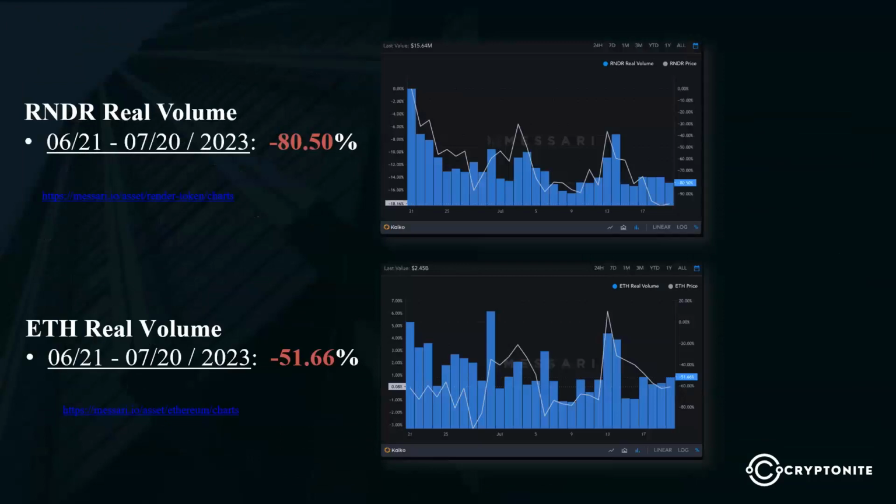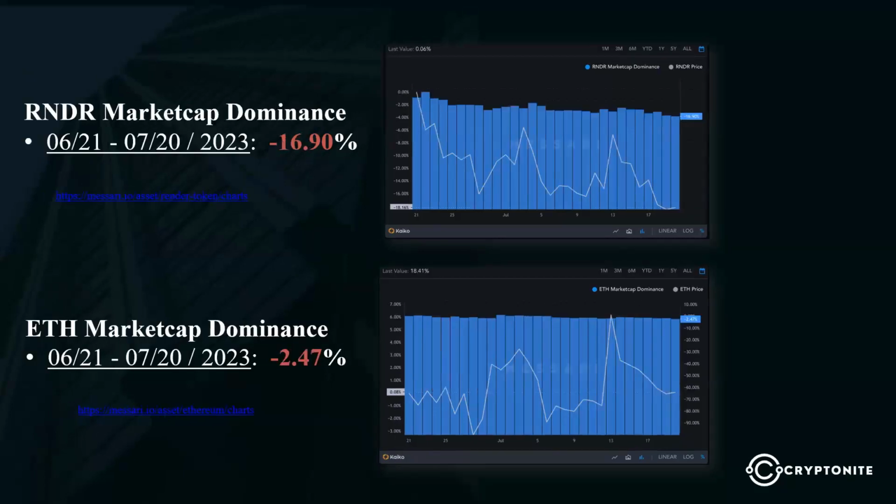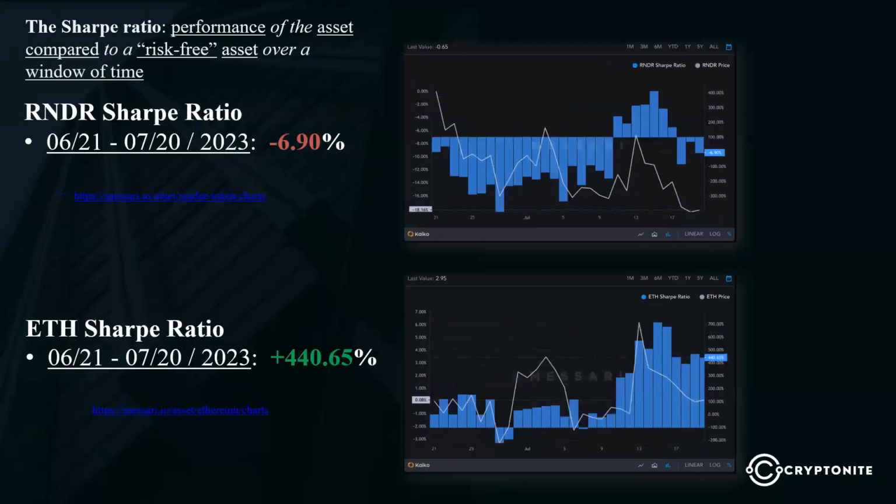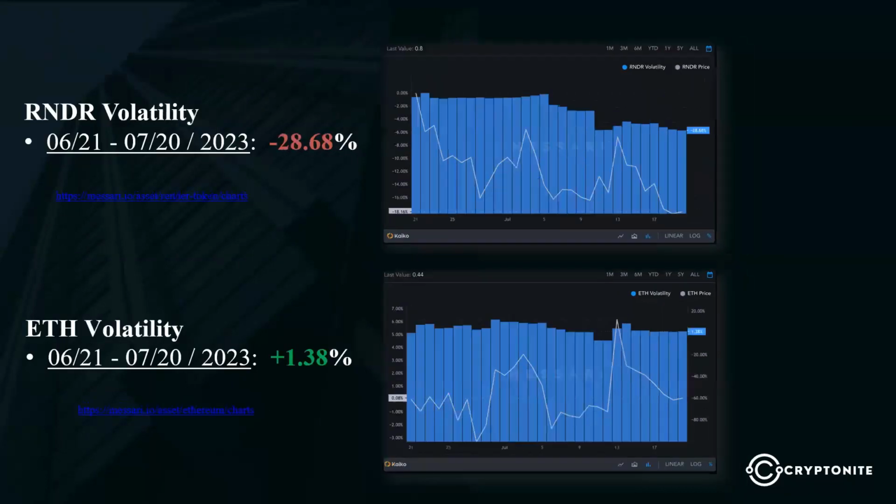So as you can see here, Render compared to Ethereum in the last month, Render's real volume is down about 81%, where Ethereum is down about 52%. Render's market cap dominance is down about 17%, where Ethereum is down about 3%. RNDR's Sharpe ratio is down about 7% for the month, where Ethereum is up about 441%. Render's volatility is down about 29%, where Ethereum's volatility is up about 1%.